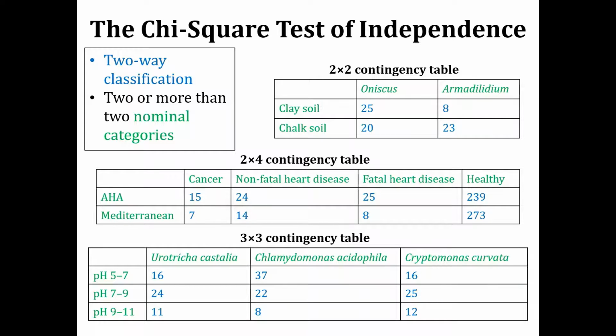So a contingency table has a two-way classification system in which each observation represents 2 variables at a time. A contingency table can be simple, it can be 2 by 2, or it can have more than 2 nominal categories. It could be 2 by 4, it could be 3 by 3, it could be 4 by 4, it could be 4 by 6, 4 by 5, or 5 by 4. So this is the concept of a contingency table.